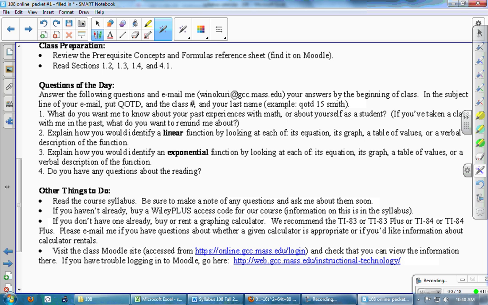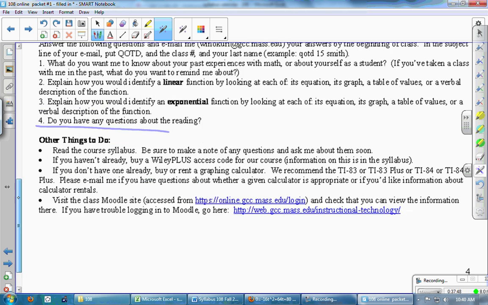Number 1 is asking you to tell me a little bit about yourself. Number 2 is asking you to identify something about linear functions. 3 is about exponential functions. You will find answers to these questions inside of the reading. So do the reading, and hopefully after doing the reading, you can answer these questions. Email them to me. They are due by the beginning of next class, which is usually a couple of days away. Okay, and then always this is going to be here. Do you have any questions about the reading? If you do, I want to know.